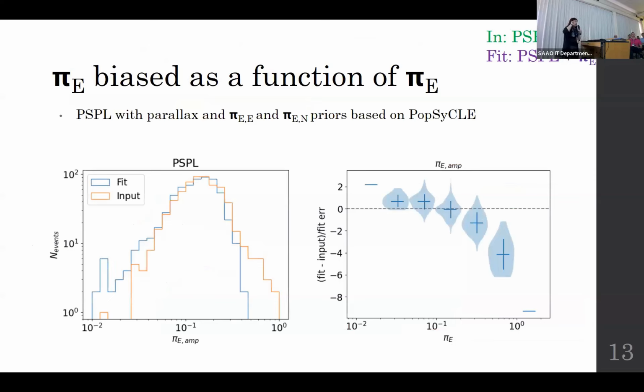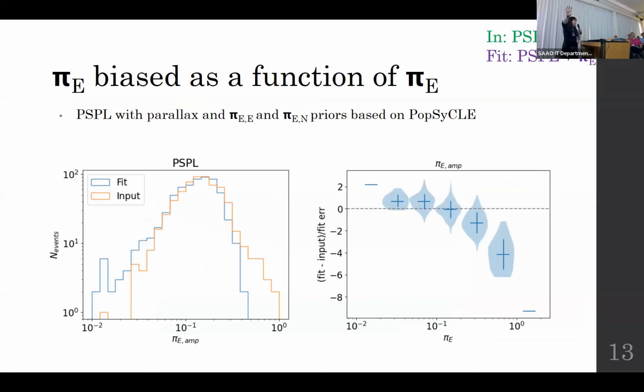So next, when we have the input PSPL plus parallax and the fit PSPL plus parallax, we see that pi e is actually biased as a function of pi e. The priors are based on PopSyCLE with the pi e and pi en, so that's the same distribution as the input parameters that we put in. You can see though there's a significant difference in the input and the fit distributions on the left with the histograms, where the orange is the input and the blue is the fit.